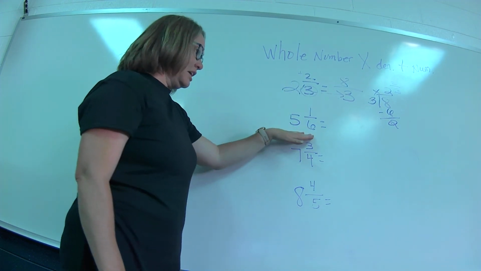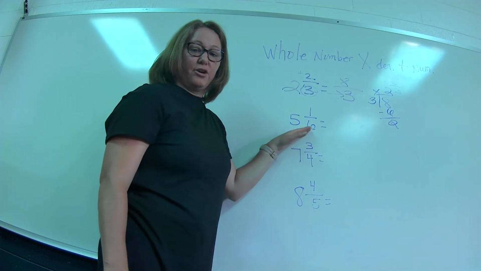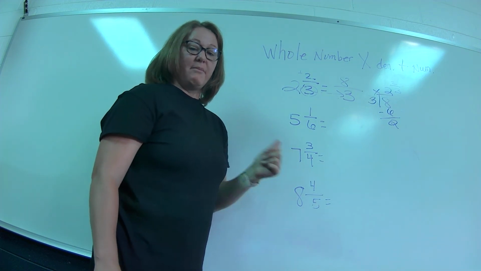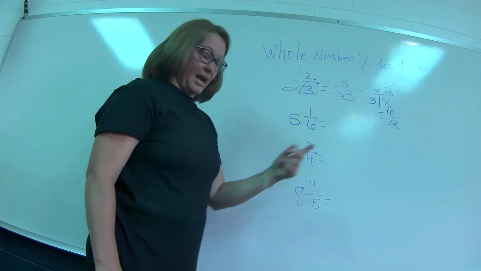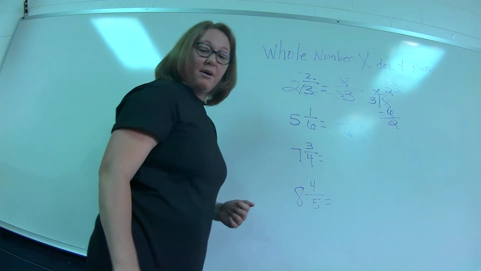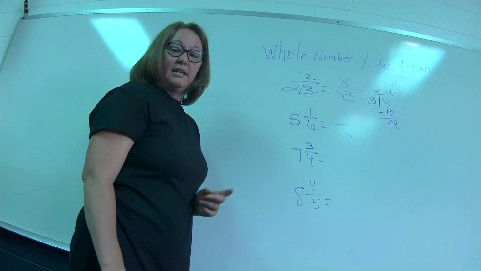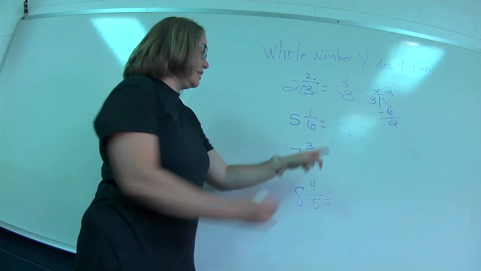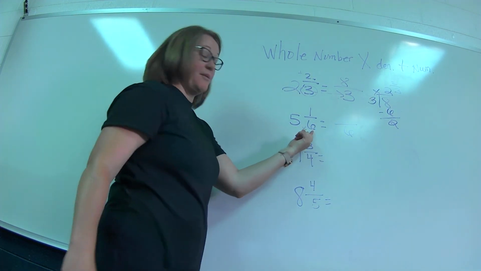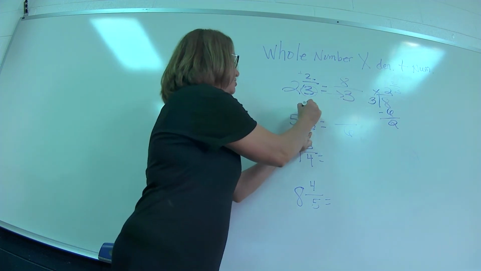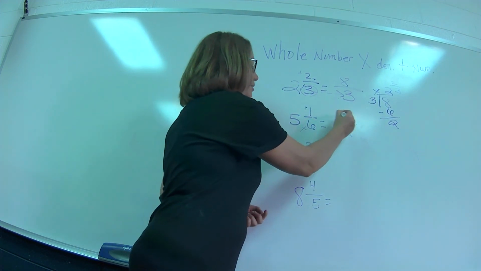Now, let's do 5 1/6. First off, what's going to be my denominator? What's going to be my bottom number? Okay, 6. I'm given that because that is my denominator previously. Now, what's the rule? Whole number. What's the whole number? 5 times the denominator. So 5 times 6 is 30, plus 1 gives you 31.